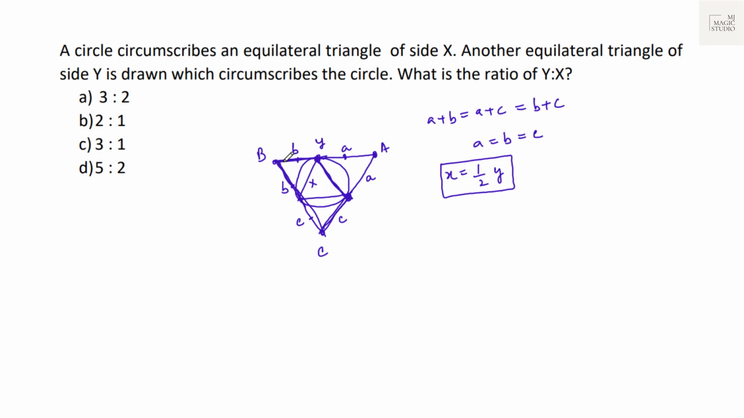Or else, like this also, you can see that if we prove that A is equals to B is equals to C, then this is an equilateral triangle. This is x, then B is equals to x, C is equals to x, A is equals to x. That way also you can see and show. So these are all equals to x, and y is equals to A plus B, which is equals to 2x. Therefore, x upon y is 1 by 2. We are looking out for y is to x, that is 2 is to 1. Anyway, whatever concept you use, answer would be 2 is to 1, option B.